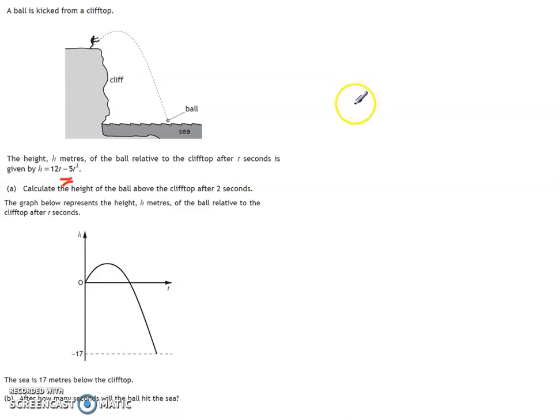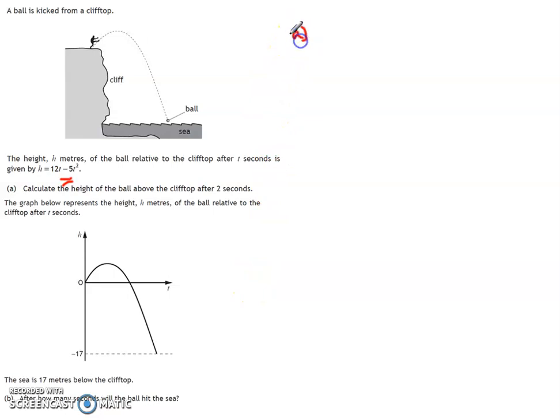Now there's two big parts of this question. We're given this scenario here with the equation of the height. The first one is calculating the height of the ball above the cliff top after 2 seconds. What the question then does is represents the journey of the ball as a graph telling us where we hit the bottom, and we have to then figure out a solution to that based on the information given. So let's work this question, break it down into both parts.